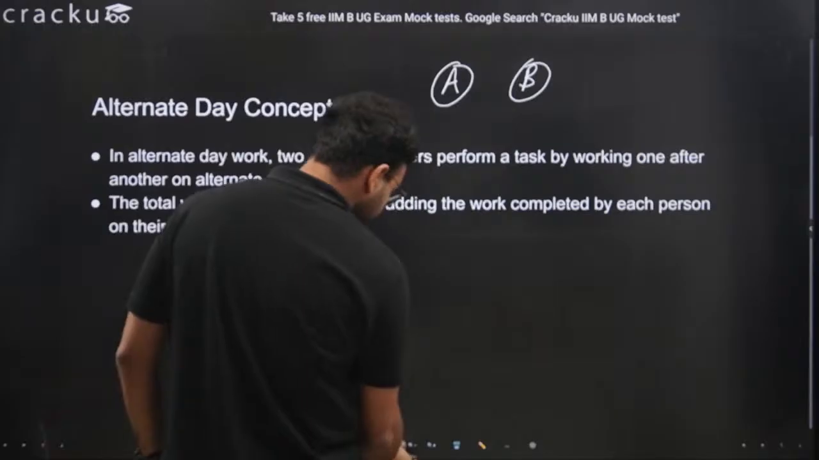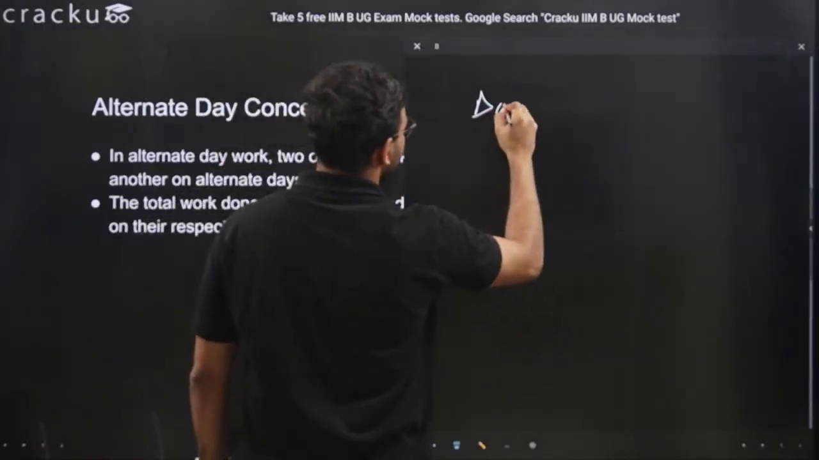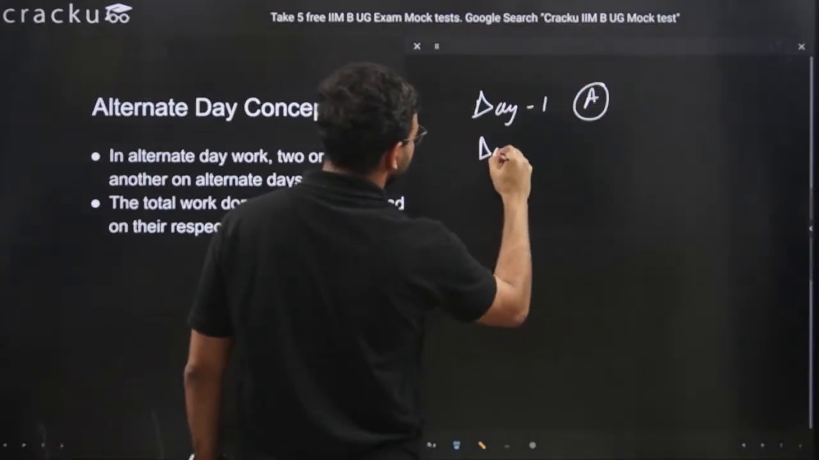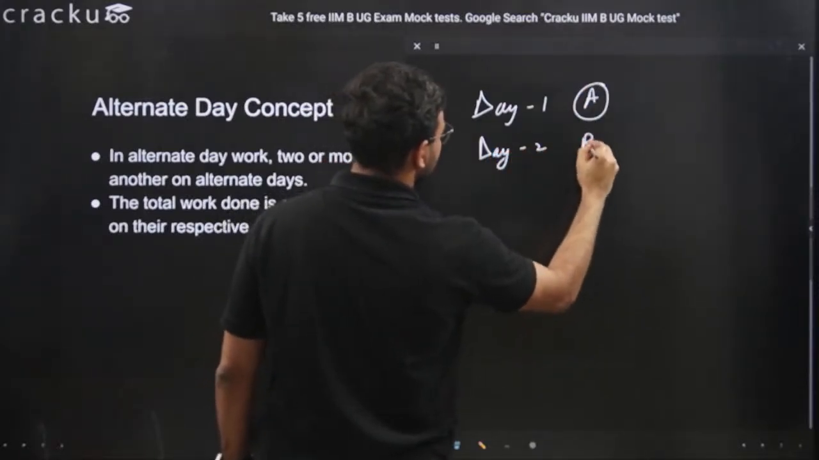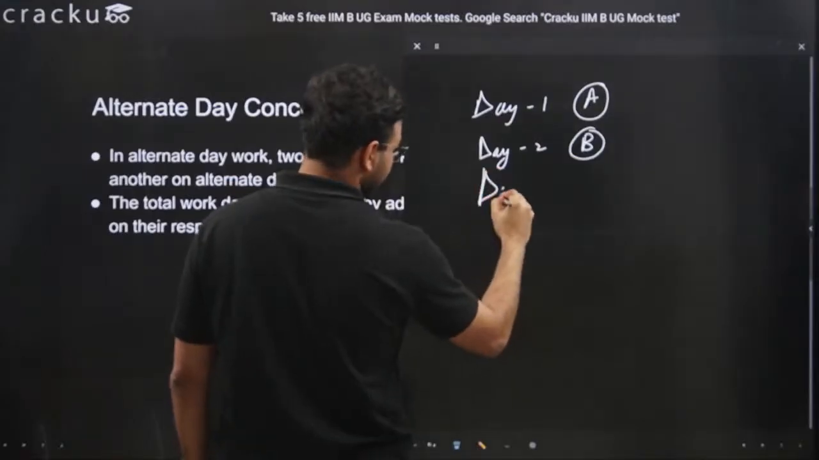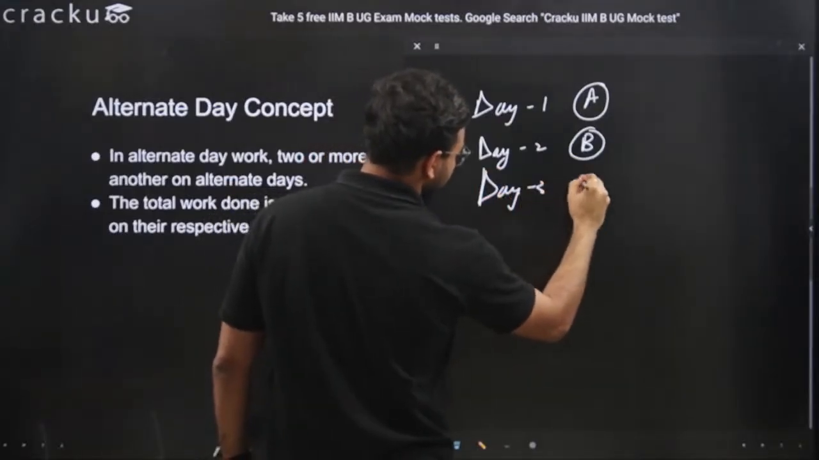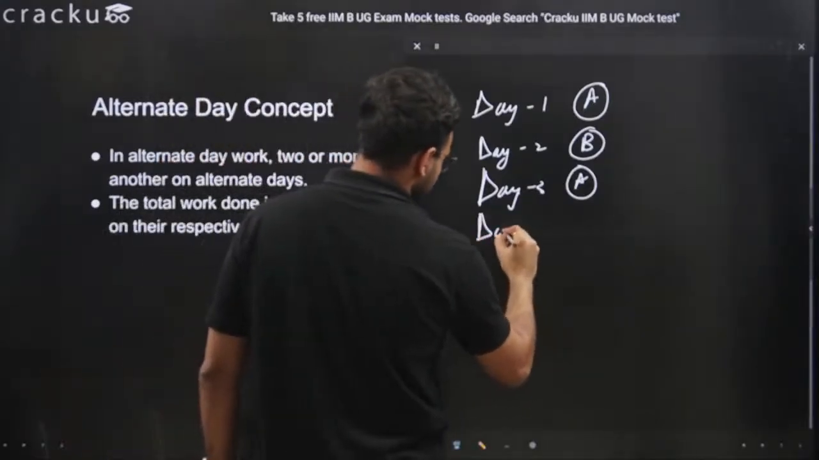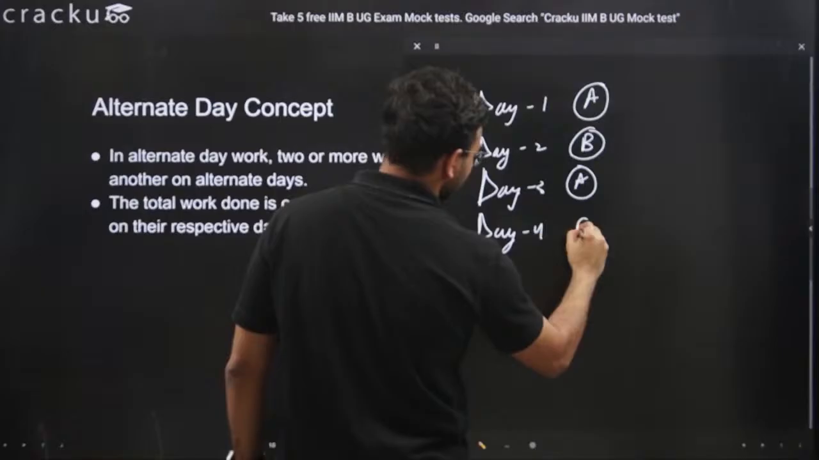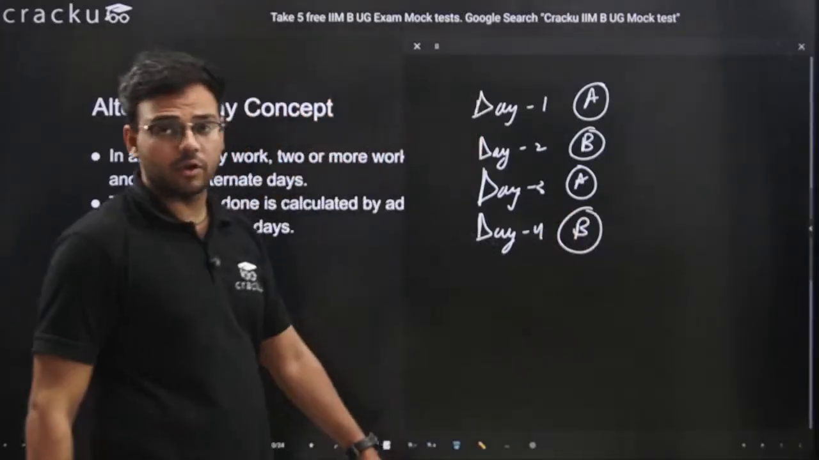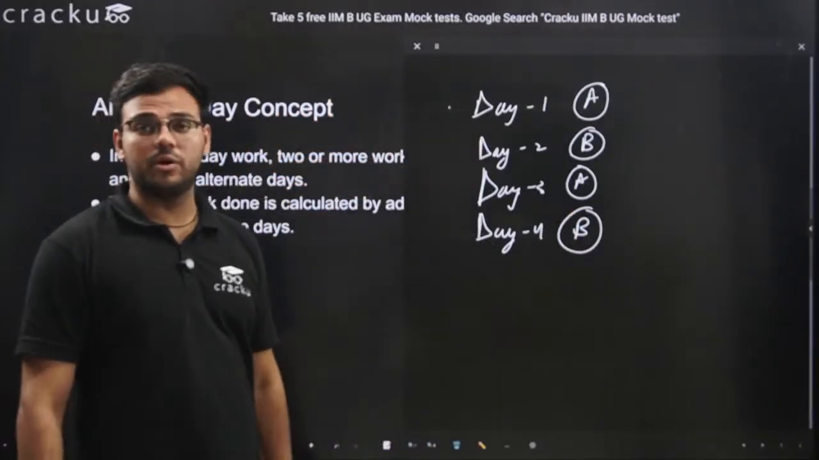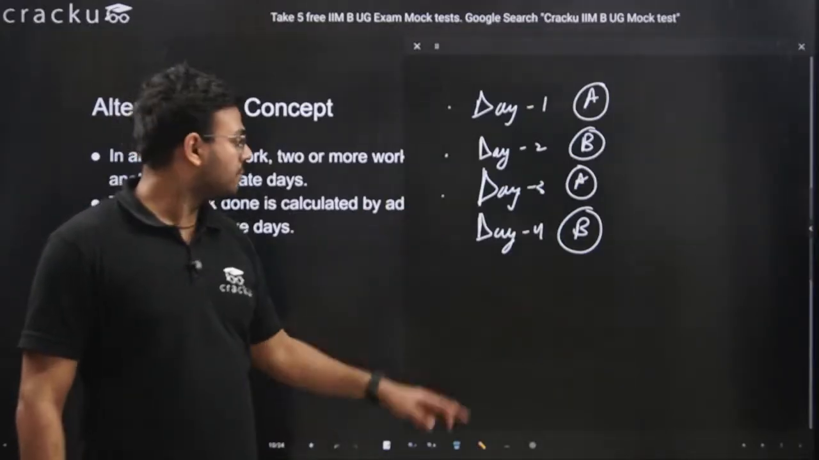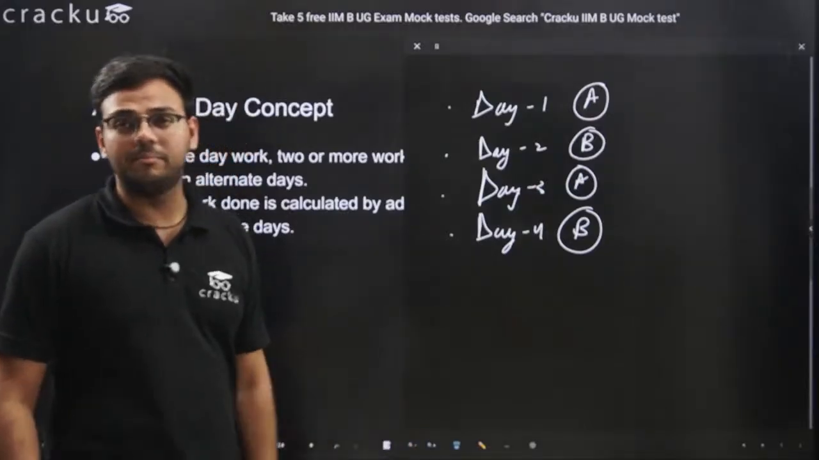So what will happen? On day 1, A is working. On day 2, B is working. Then day 3 again, A is working. Then again on day 4, B is working. So they are working alternately. On first day only A is working. On second day only B is working. On third day A is working. On the fourth day only B is working.